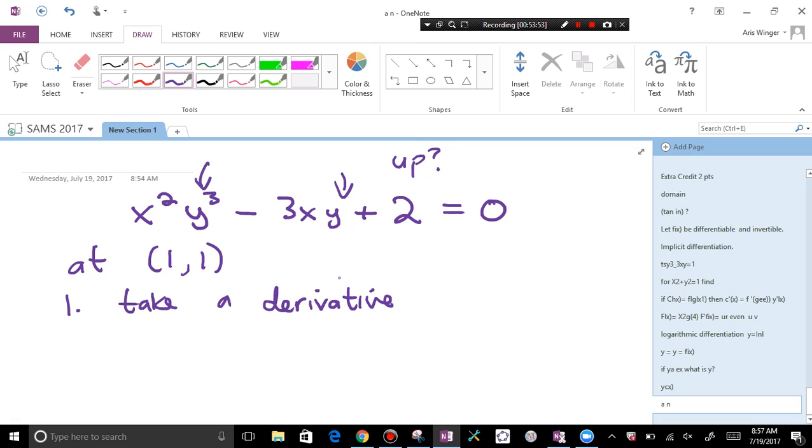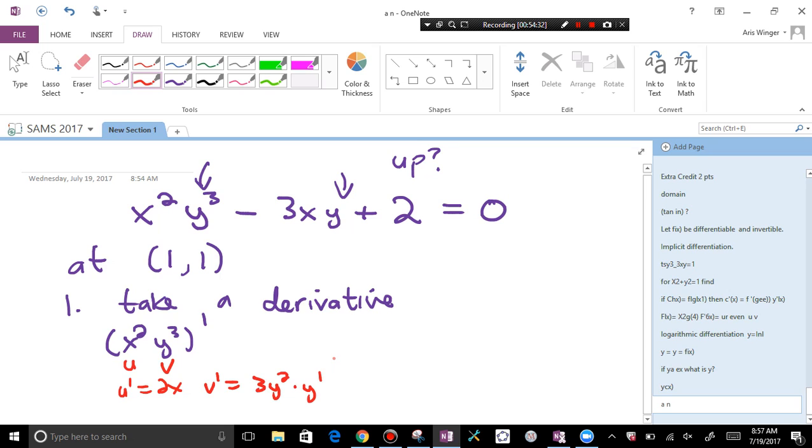So here I'm going to go into teacher mode and do this methodically. Accuracy. I want it to be accurate. I want to be right. Okay, so first I'll need a derivative of x squared y to the third. What rule? Product rule. I'm clearly multiplying two things. This is u, that's v. U prime is 2x. V prime is, what's the derivative of y to the third? 3y squared times y prime. Questions on that?